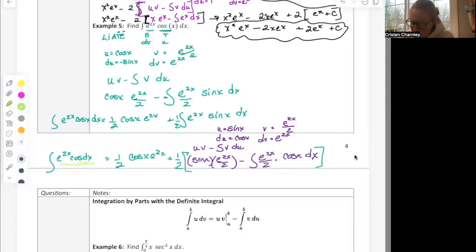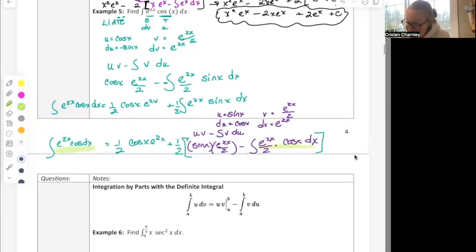My original problem was e to the 2x cosine of x. Over here, we have e to the 2x cosine of x. Yes, there's an extra 1/2 in here. Those are like terms. Like 2x and 2x, or 2x and 4x, those are like terms. Or x to the 6th and x to the 6th, those are like terms. So the integral of e to the 2x cosine of x dx matches the one on the left. You can actually add this piece to the left-hand side.